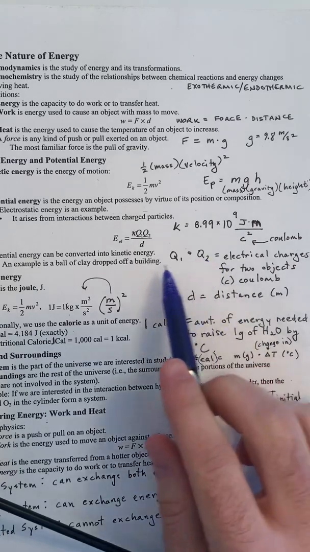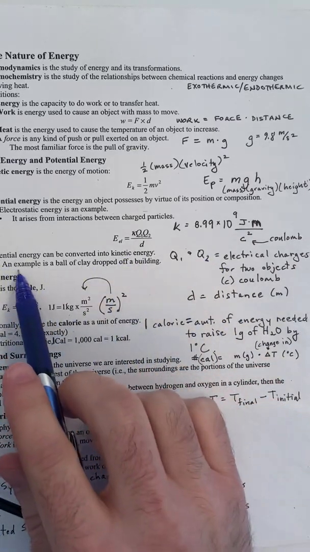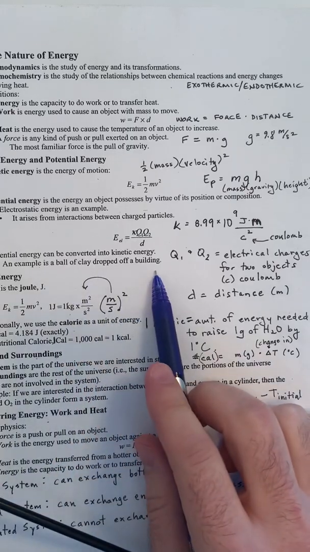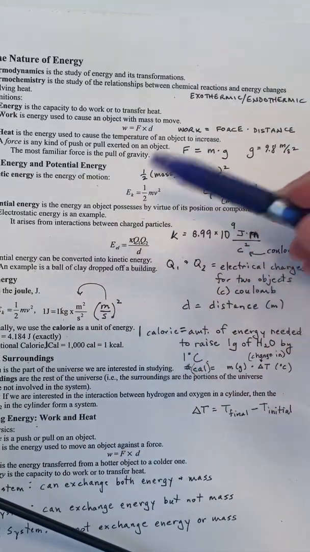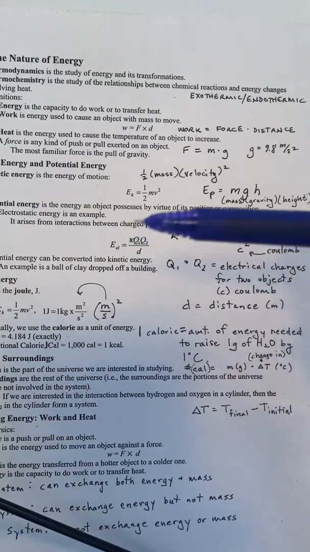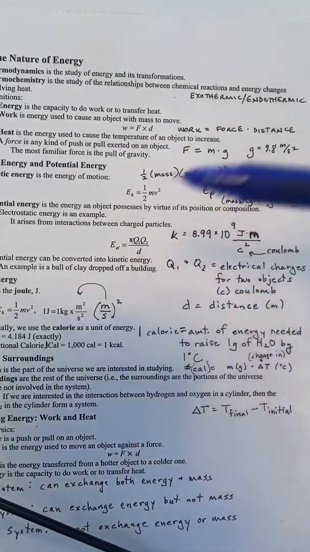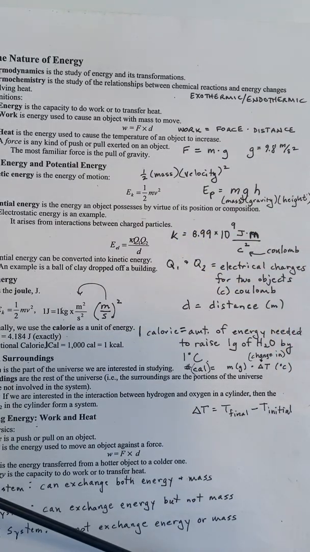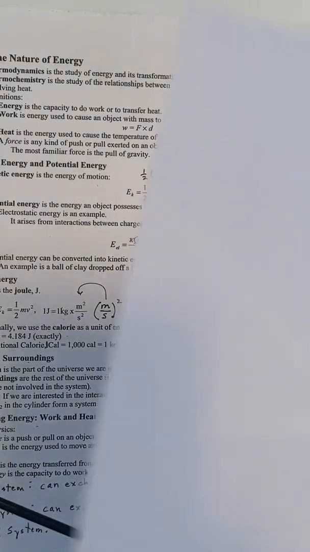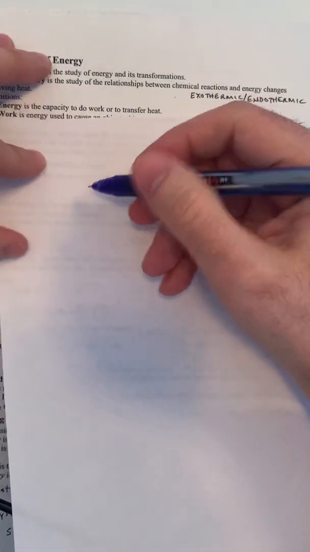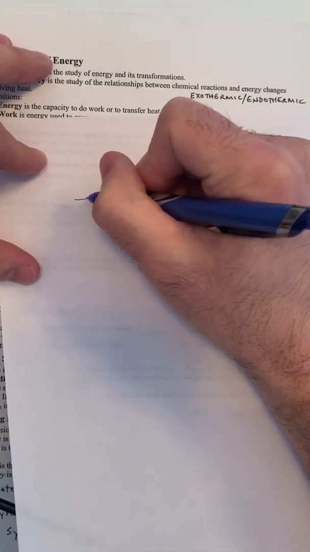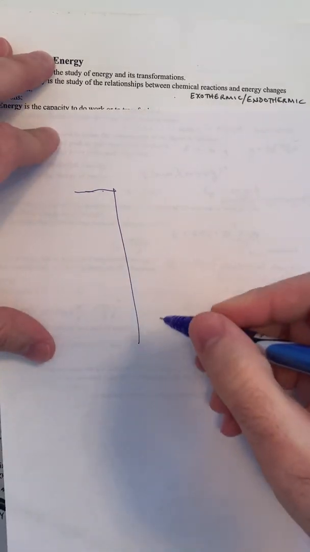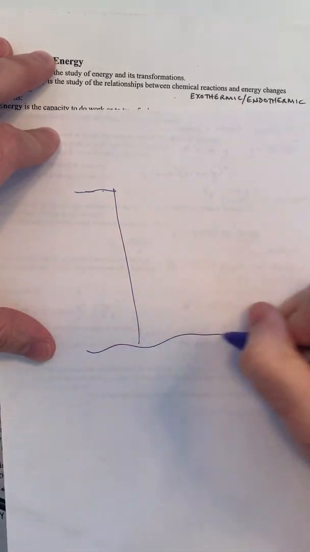So the potential energy can be converted into kinetic energy. An example is a ball of clay dropped off a building. You get potential energy when it's at the top of the building. And then as it falls, it's converting from potential into kinetic. So let me get a sheet of paper here. Sorry. Okay. So the concept of this is they talk about a ball dropped off a building.